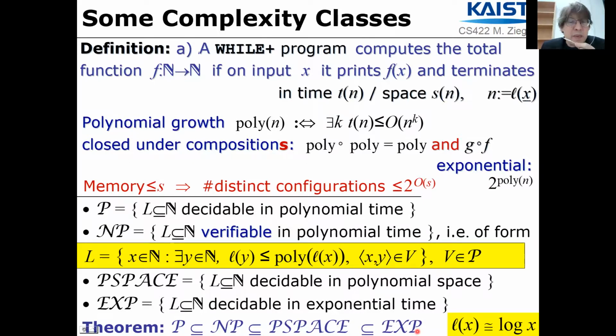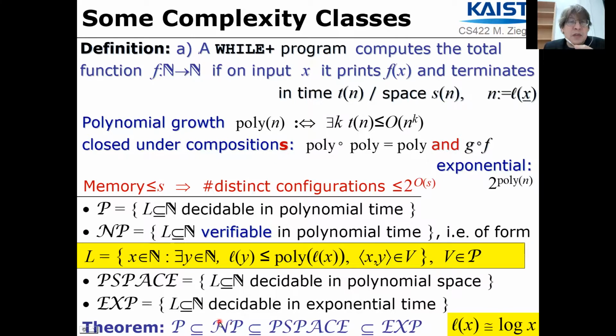There are decision problems that can be solved in exponential time, but not in polynomial time, provably. So somewhere in between, there must be a proper inclusion, but which, where, and maybe all of them, that's not known until nowadays. Okay, and I still owe you the proof of these two inclusions.